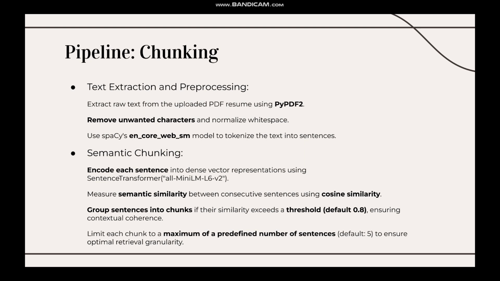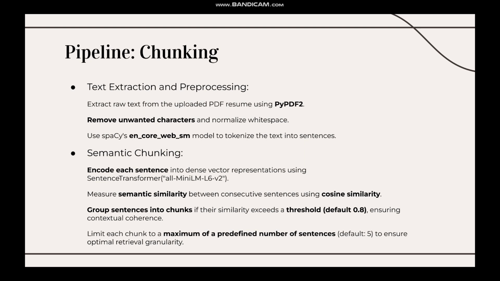The first part is the chunking part. First, we do the text extraction and preprocessing. We use the PyPDF library to extract the raw text from the uploaded PDF resume, and we remove some unwanted characters and normalize the white space. I use the spaCy en_core_web model to tokenize the text into sentences. After that, we do the chunking of all of the sentences.